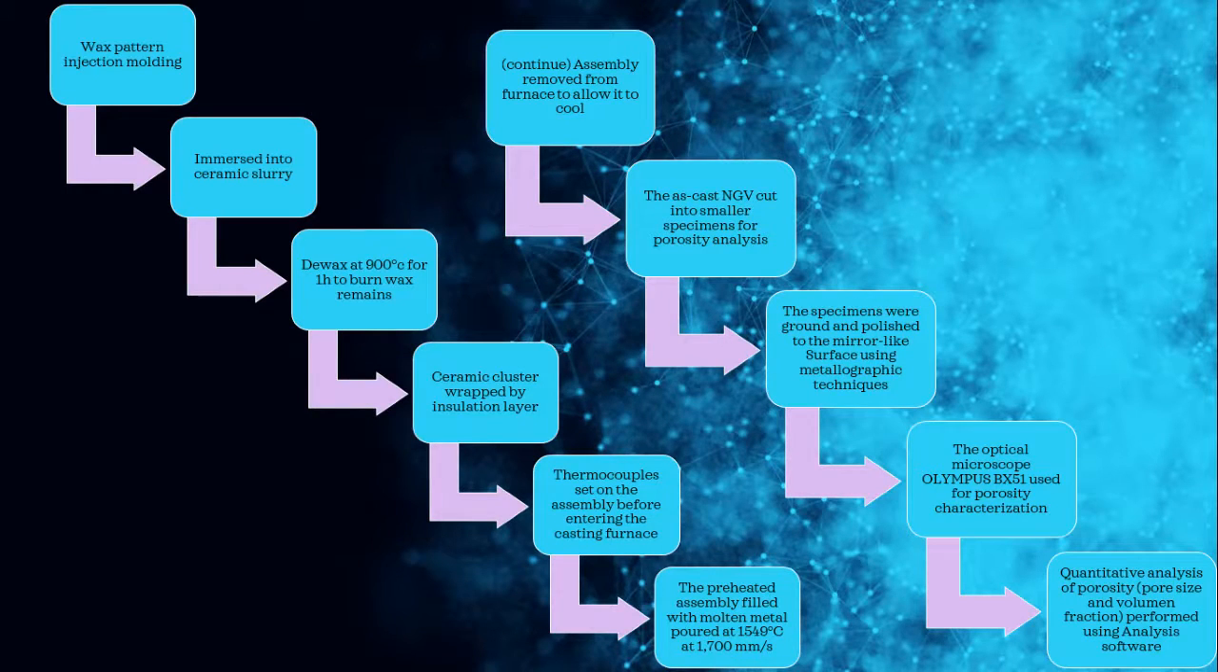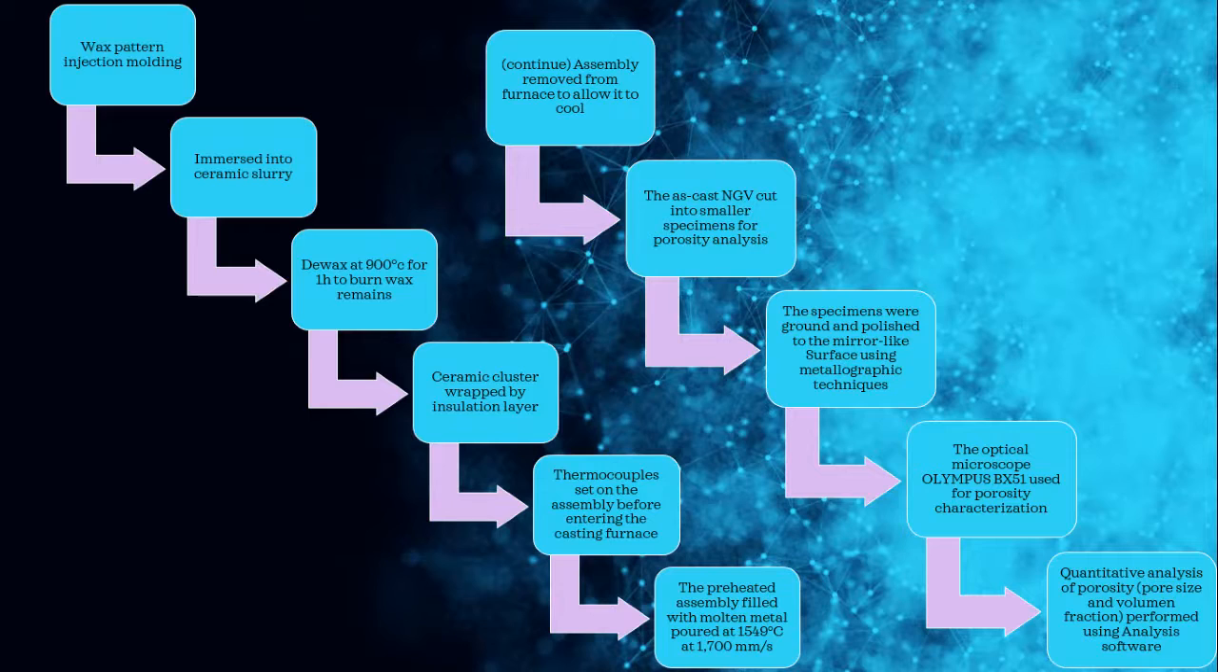And here is the manufacturing process of the nozzle guide vanes. It starts with a wax pattern injection molding. Then it's immersed into a ceramic slurry. After reaching the desired thickness, it is left to dry and then the mold is dewaxed at 900 degrees for 1 hour to burn off wax remains. Then the ceramic cluster is wrapped by an insulation layer. Thermocouples are set on the assembly before entering the casting furnace.